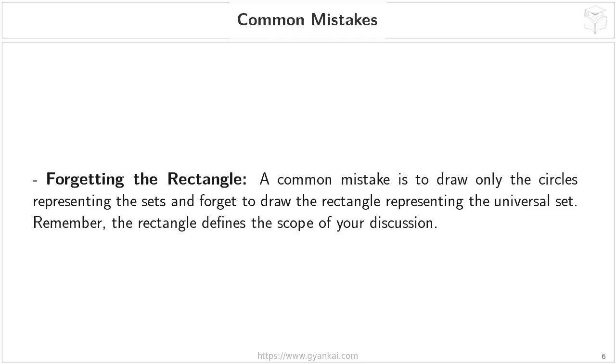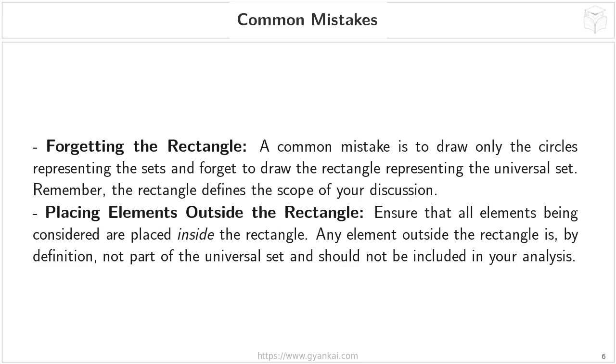Common mistakes. It seems simple, but it happens a lot. Students often get caught up in drawing the circles to represent the individual sets, like our fruits or numbers from the previous examples, and completely forget to draw the rectangle that represents the universal set. Remember, the rectangle isn't just a decorative border. It defines the scope of everything we're talking about. It tells us exactly what elements are being considered in the problem. If you leave it out, your diagram is incomplete and can be misleading.